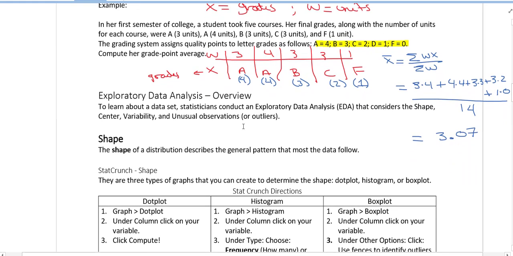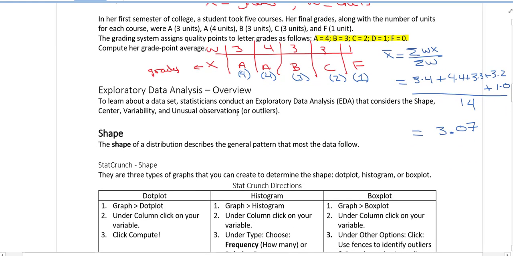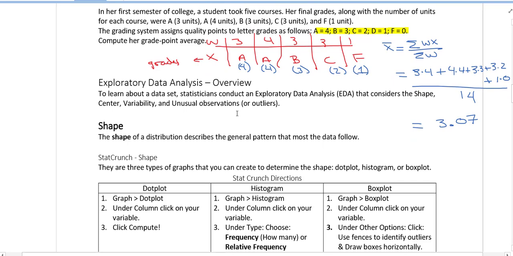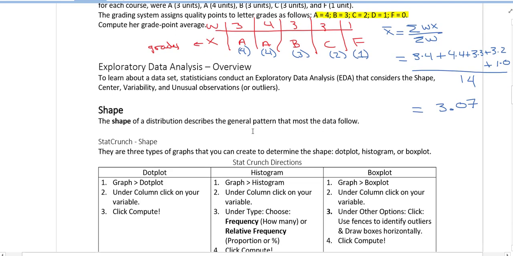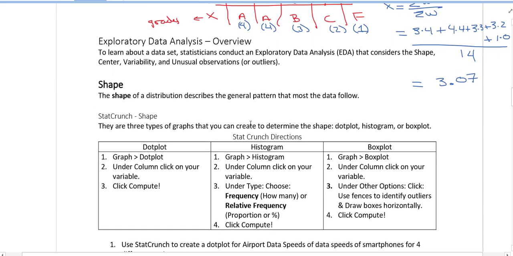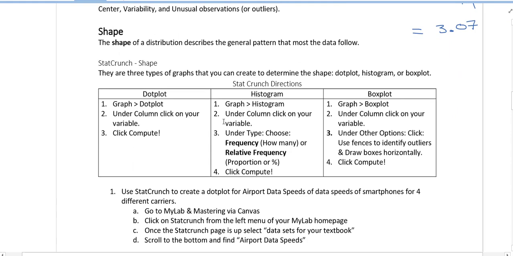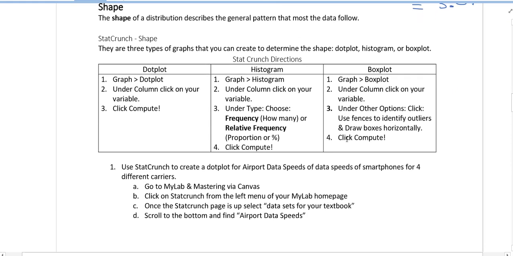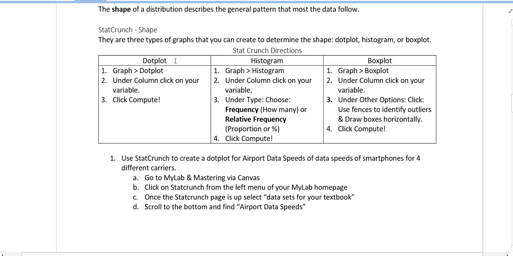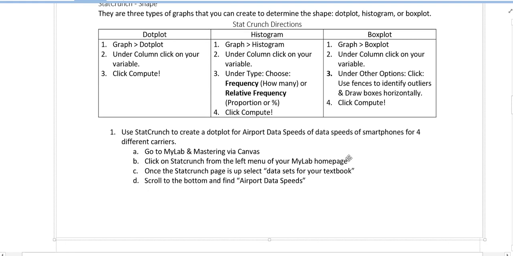And so now let's talk about the different shapes. So we're going to do our exploratory data analysis. This is where we're going to learn to use StatCrunch. I have given you here some directions on how to use StatCrunch for different graphs. In this class, we're mainly going to focus on the dot plot, histogram, and the box plot. They really help us. The box plot is really useful in helping us find all kinds of good information.